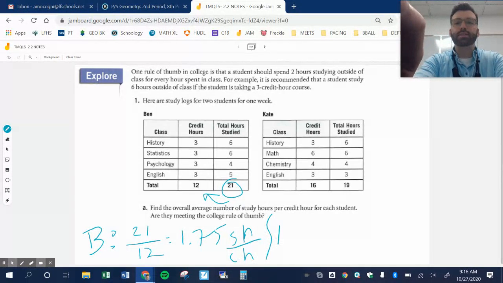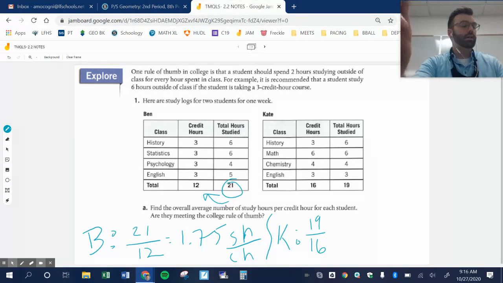All right, Kate was 19 over 16. You're going to have to forgive me, I got this stylus and I forgot my regular one, so I got a little one today. You could say 1.875 is what I got. I'll round that to 1.19.